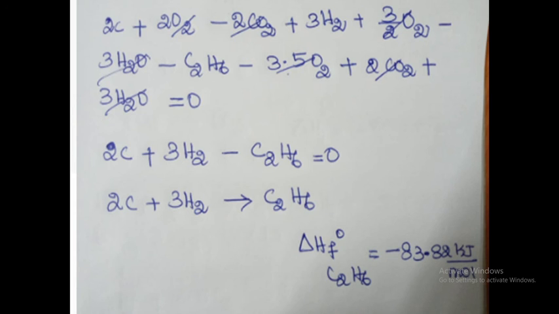So what about this value? Standard heat of formation of ethane, already calculated value, you should take that value: minus 83.82 kilojoule per mole.